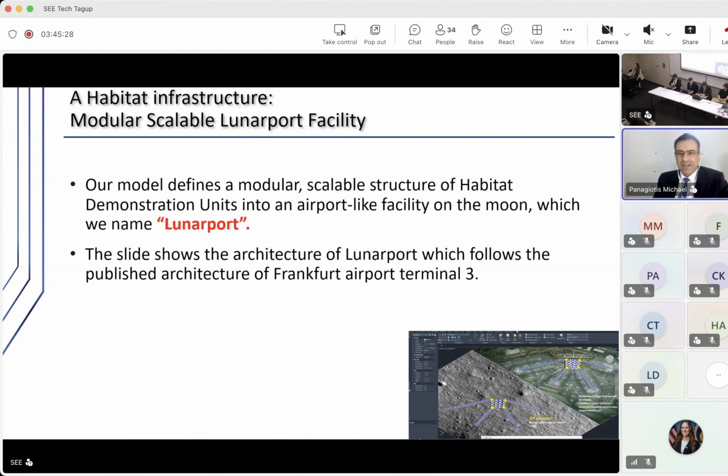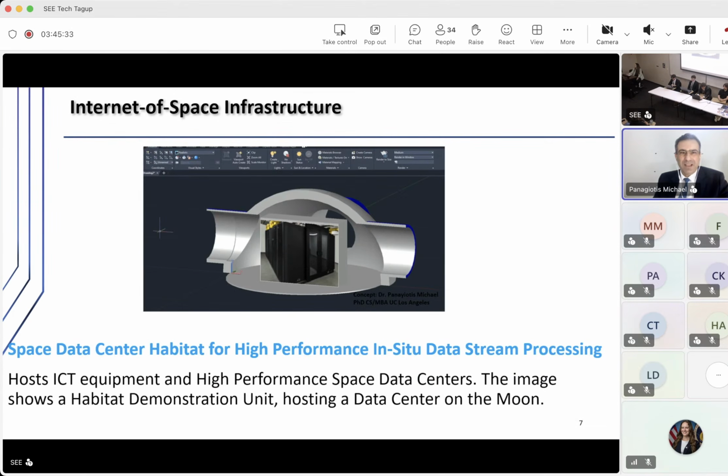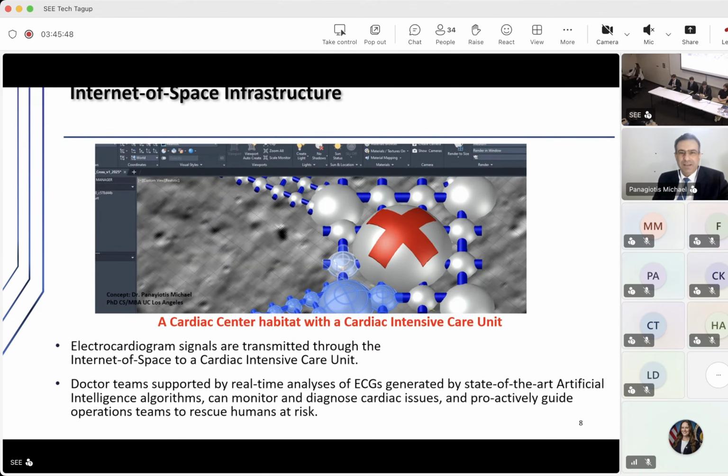And again, the next slide, these are concepts that I've already explained. Here we see a space data center habitat for high-performance digital stream processing in one of the habitat demonstration units of the Lunar Port. And here we can see a cardiac center habitat with a cardiac intensive care unit, again hosted by a habitat demonstration unit in the Lunar Port.